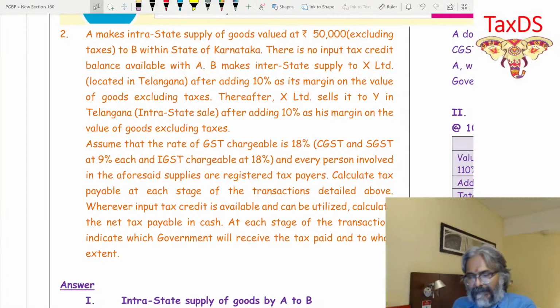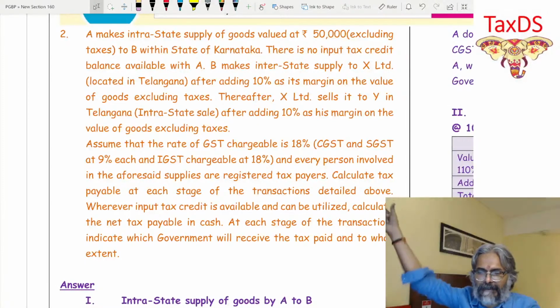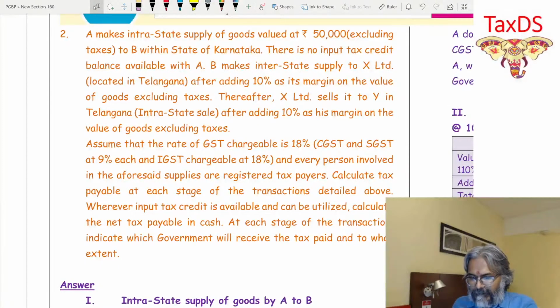B makes a supply to X Limited. So now B, which has taken the goods from A, will take a credit of CGST and SGST. And then he is making what, students? An interstate supply. So for B, the output supply will have the IGST, after adding 10% of its margin. So what is the margin? 50,000 plus. So the selling price of B would be how much? 55,000, and on that he will charge the GST.